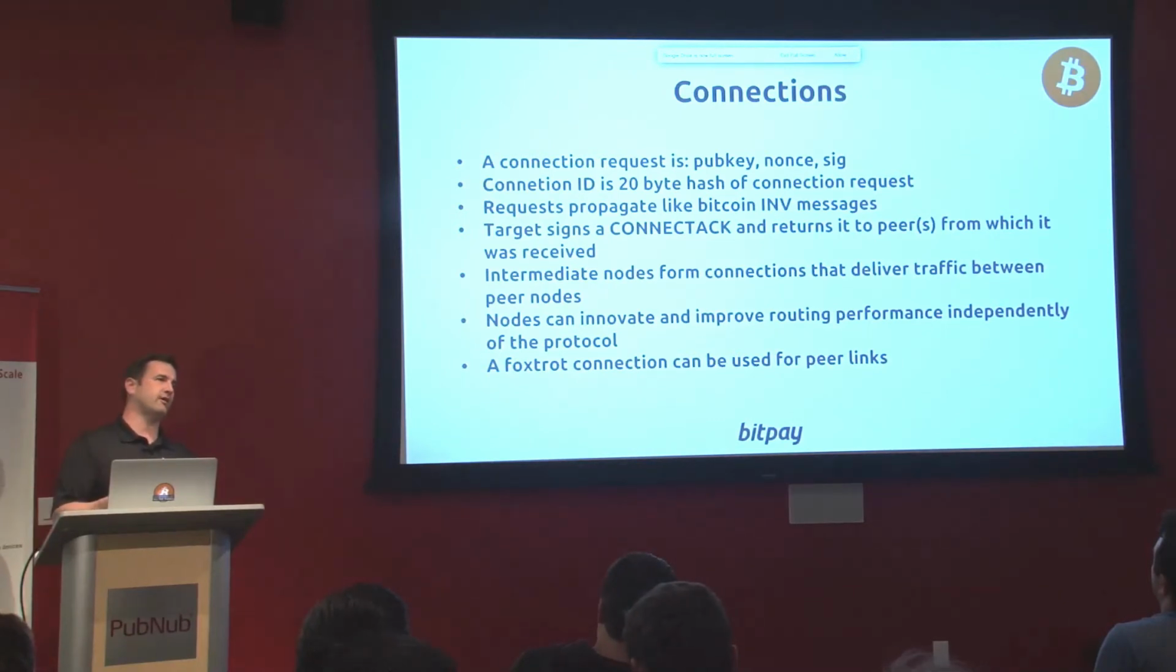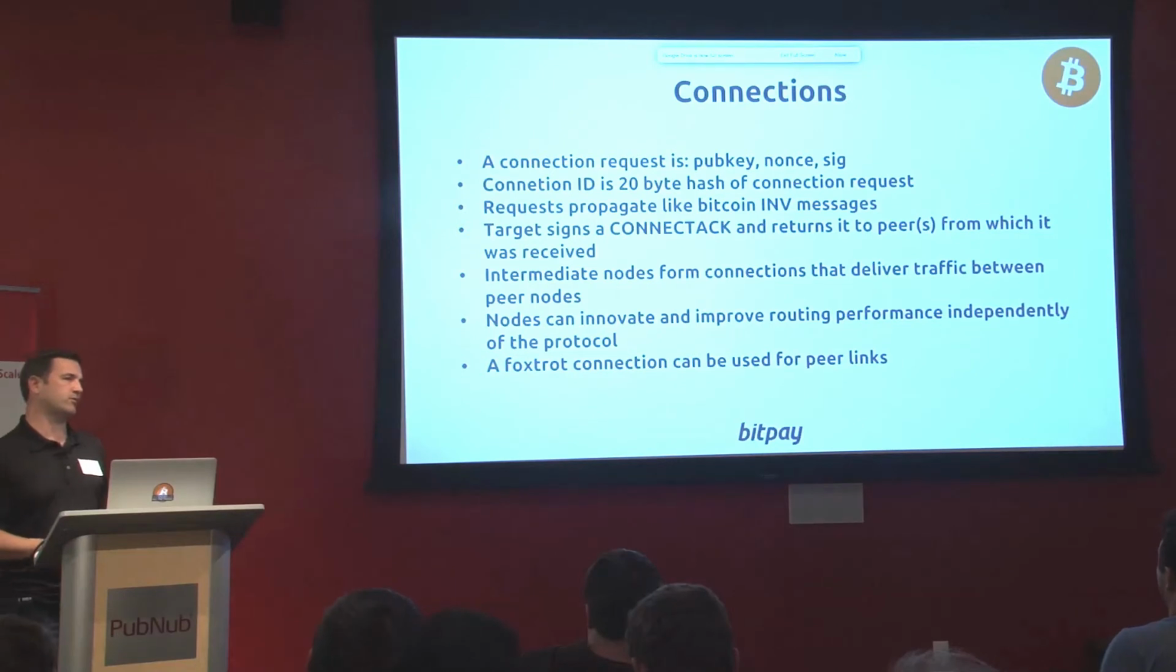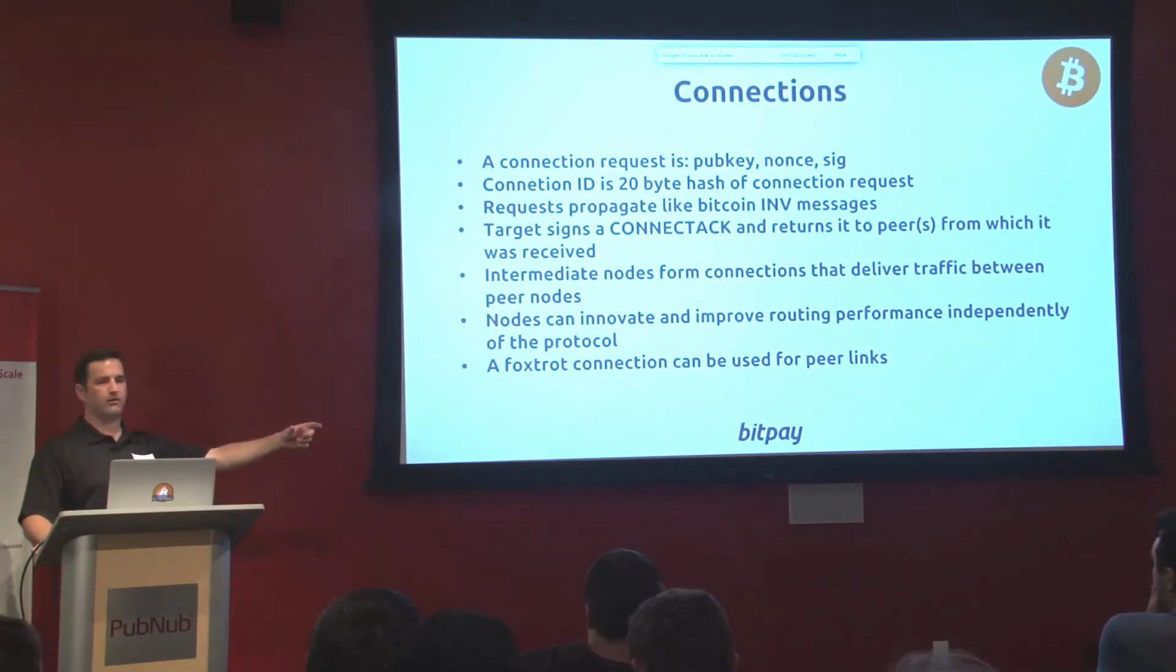Then what you do is you take and hash that data down to a 20 byte connection request ID. That is the SHA-256 and RIPEMD-160 that you're familiar with from Bitcoin addresses. So a connection in Foxtrot is identified by this 20 byte identifier. And the connection requests are propagated through the network very similar to the way inventory requests are made in Bitcoin. So you announce this 20 byte ID, and then any peers that haven't seen the actual data, the public key and the nonce that goes with that ID, then request the details of that.